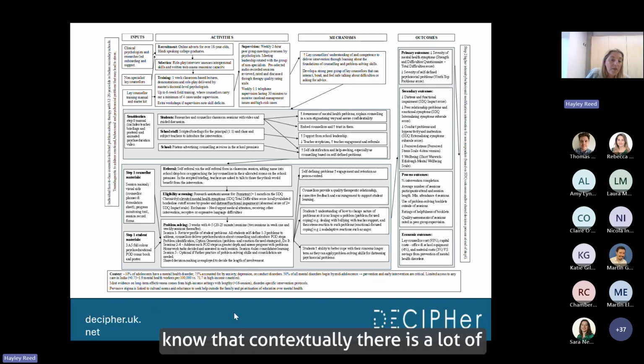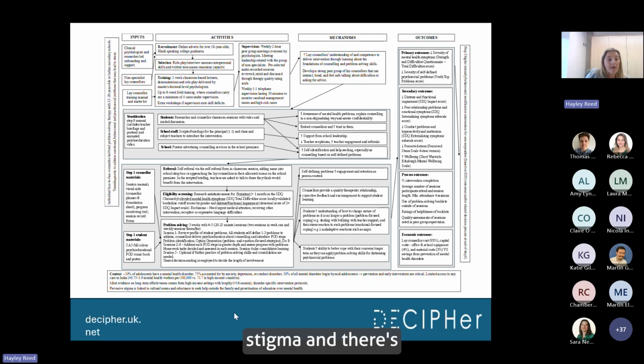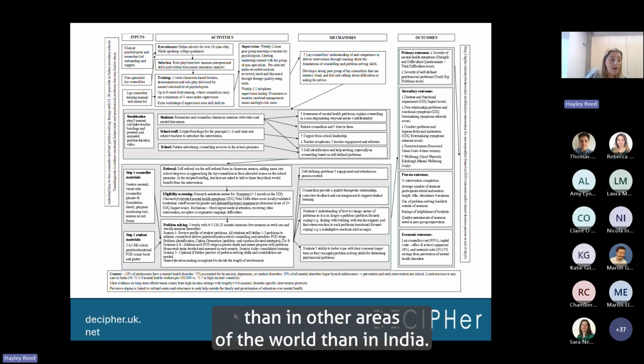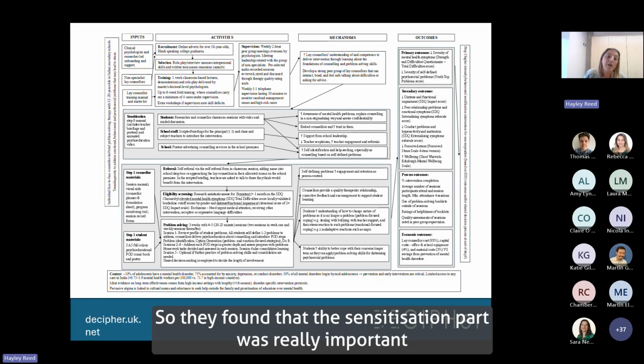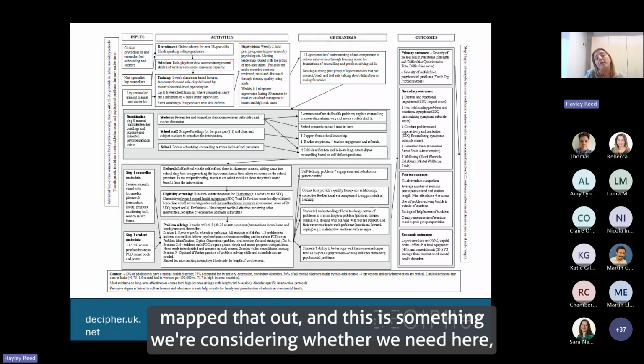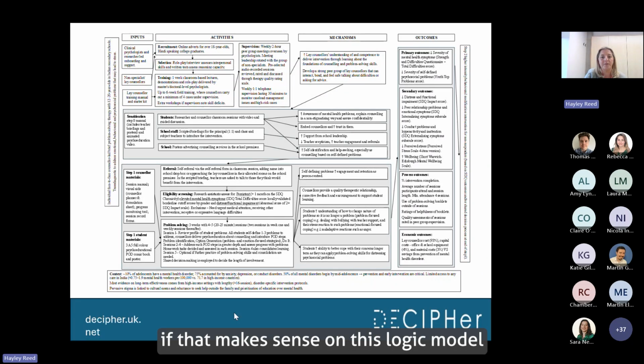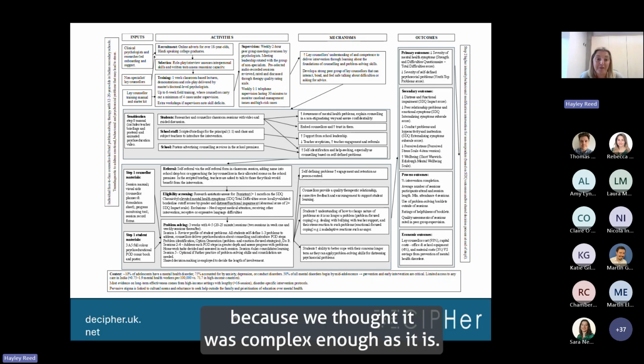Now, we know that contextually there is a lot of stigma, and there's maybe less understanding of mental health than in other areas of the world than in India. So they found that the sensitization part was really important and mapped that out. And this is something we're considering whether we need here, but we didn't show that interaction on this logic model, because we thought it was complex enough as it is.